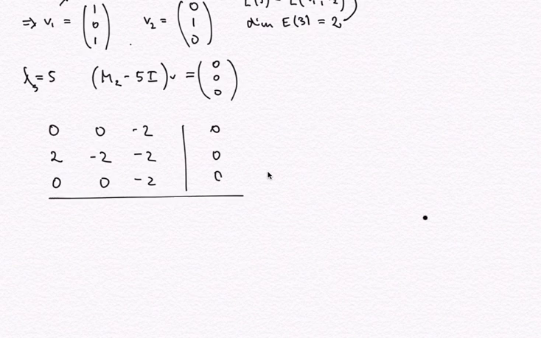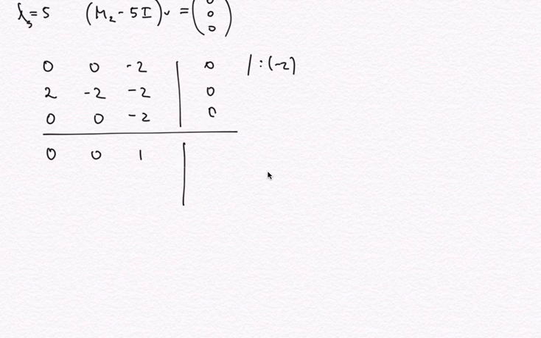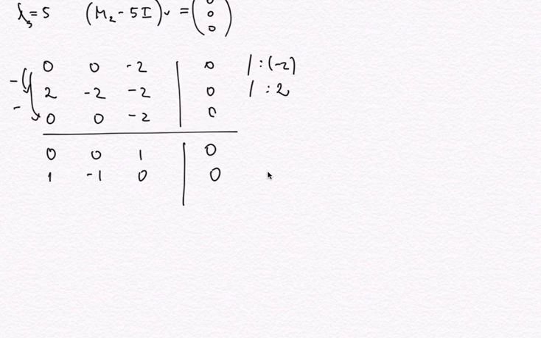Obviously, again, first and third row contain the same information. I can subtract them from each other. I can also subtract them from the second row. And by dividing by minus 2 here, I can write the system as 0, 0, 1, 0, 2, minus 2 and 0. If I subtract this one here, I can also right away divide by 2 and I get 1, minus 1, 0, 0. Here, if I subtract this one, I get 0, 0, 0, 0.